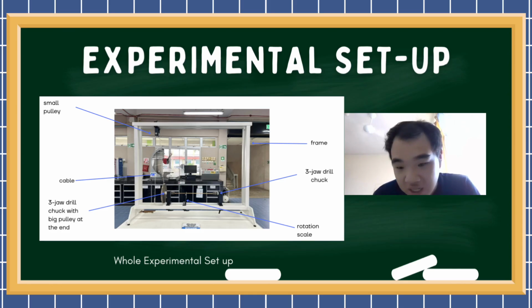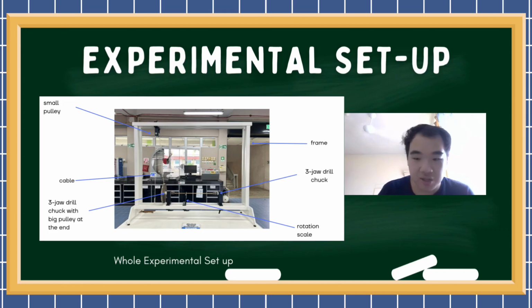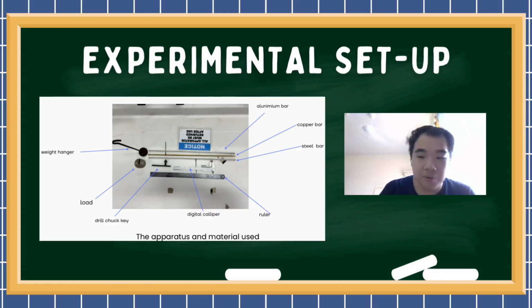For the experiment setup, this is Figure 3 that shows the whole experiment setup. In this figure, we can see the small pulleys, the cables, the three-jaw chuck with the big pulley at the end, the copper bars, and the rotation screw. For the apparatus and materials, we use aluminium bars, copper bars, and steel bars. We also use a ruler, digital calipers, the drill chuck key, the lock, and the weight hanger.